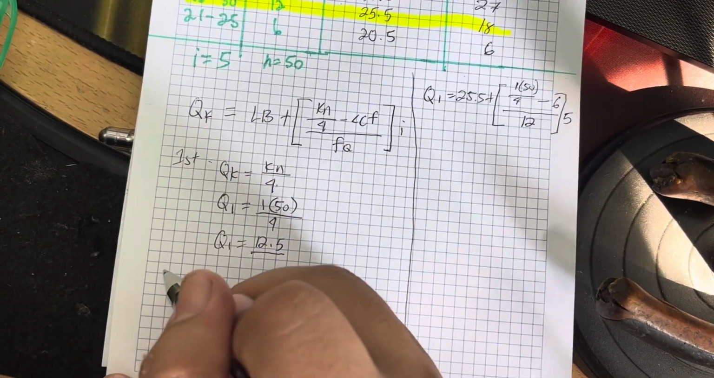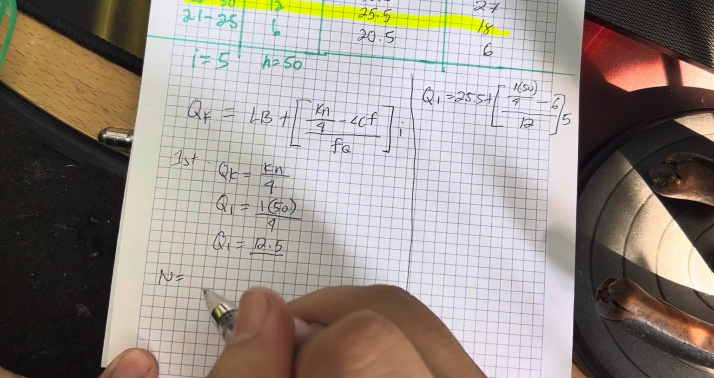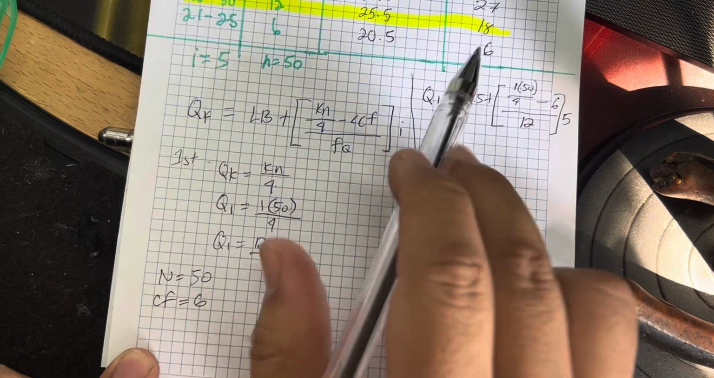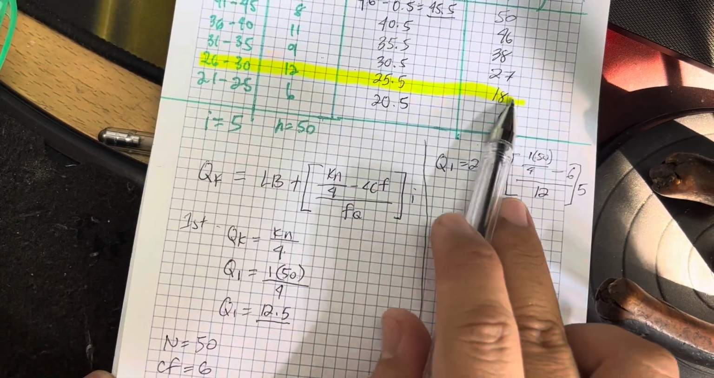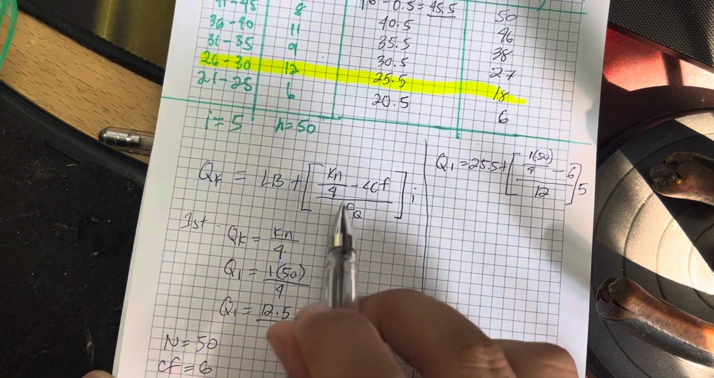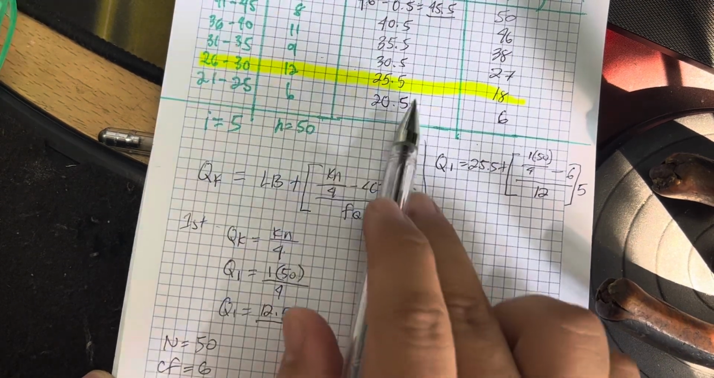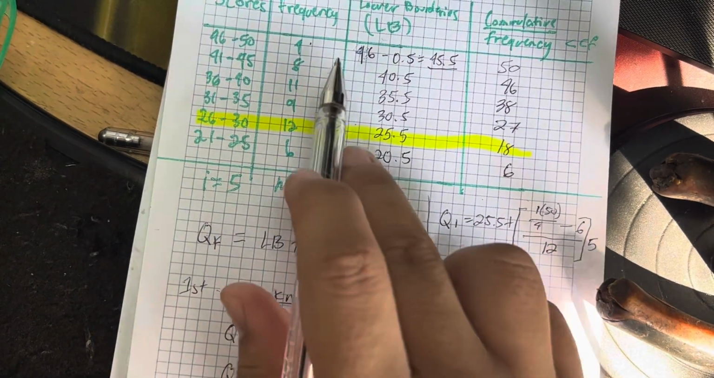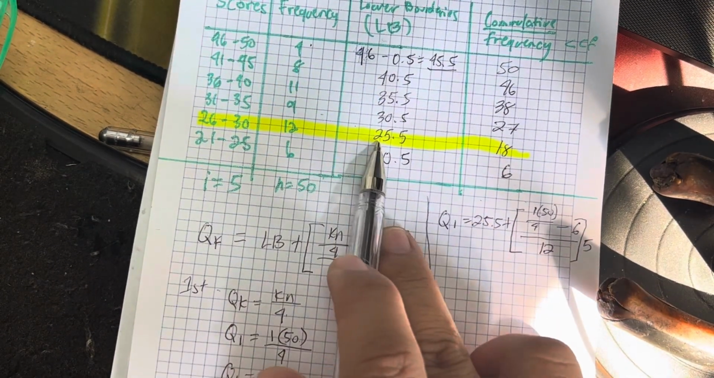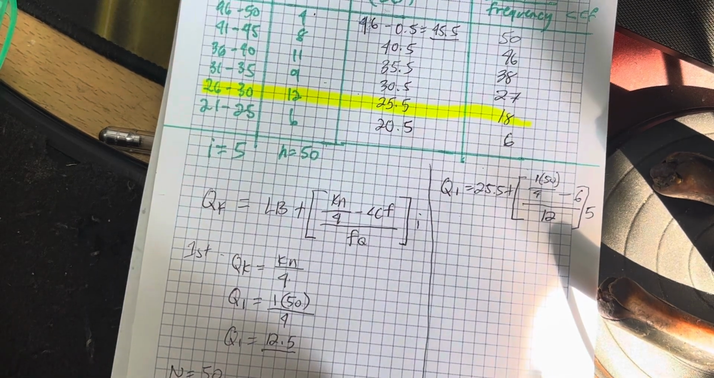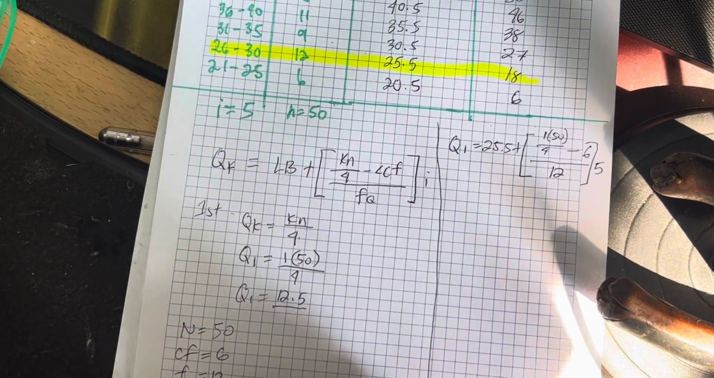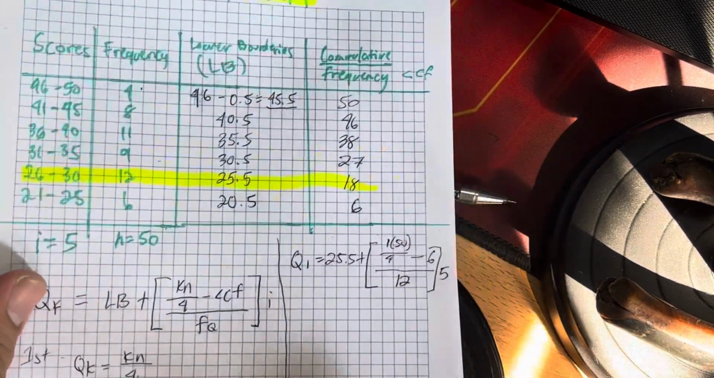So, kung kukunin natin by data, write the given. Our N is equal to 50. The cumulative frequency natin, ang kinuha natin is yung 6, before the highlights. And then, the frequency na tumapat, ito po yan, 12. And then, the lower boundary is 25.5. LB is 25.5. And lastly, the interval is equal to 5. So, ito na po yung ating isa-solve.